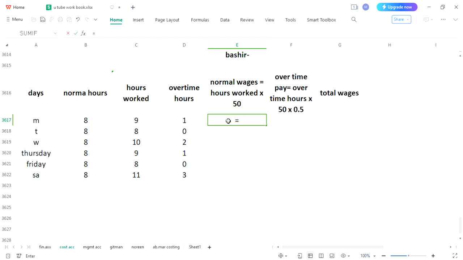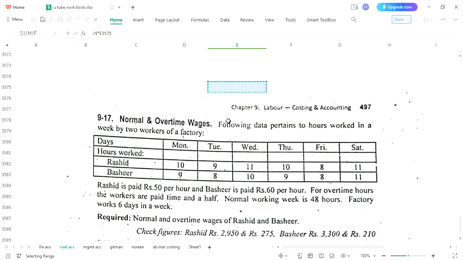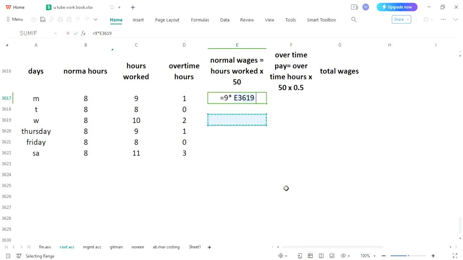Worked for 9 hours, multiply by 50. One second, we'll have to see Bashir's per hour payment. For Bashir we have 60 per hour, so here you will be using 60. And now for the next day, 8 working hours, 60 per hour. Next day, 10 hours worked, 60 per hour. Next day, 9 working hours multiplied by 60 per hour.